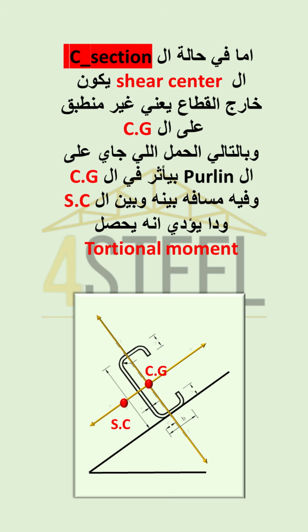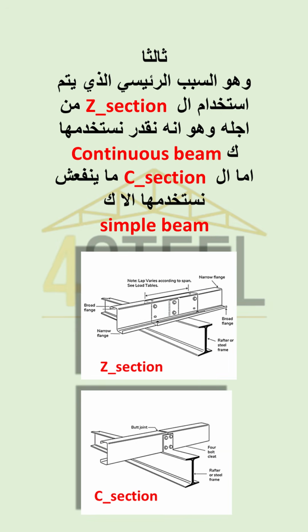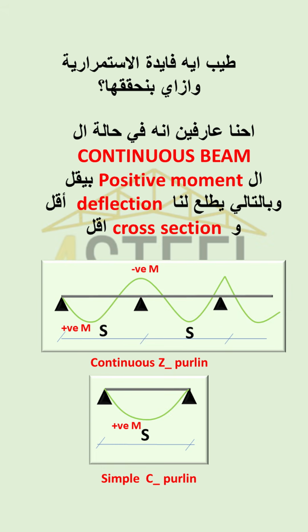Consequently, the load acting on the purlin is applied at the CG, and since there is a distance between it and the shear center, a torsional moment is generated. Third, and this is the main reason for using the Z-section, is that it can be used as a continuous beam, whereas the C-section can only be used as a simple beam. So, what is the benefit of continuity and how do we achieve it?